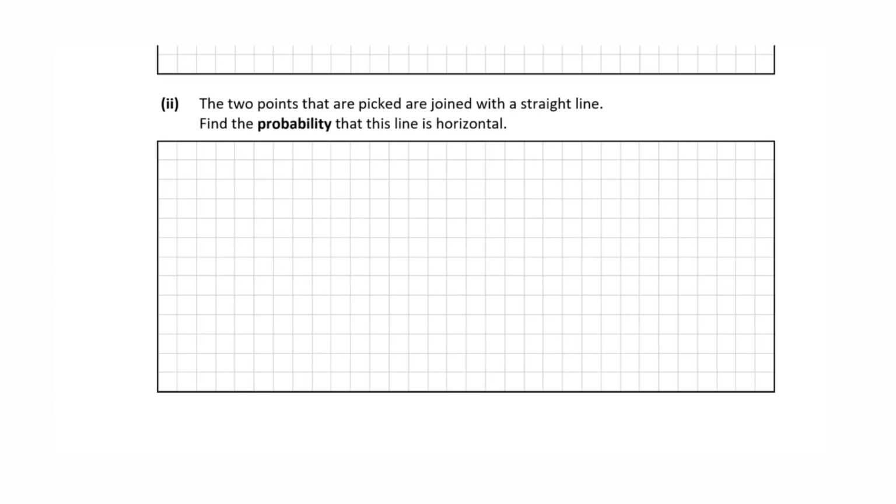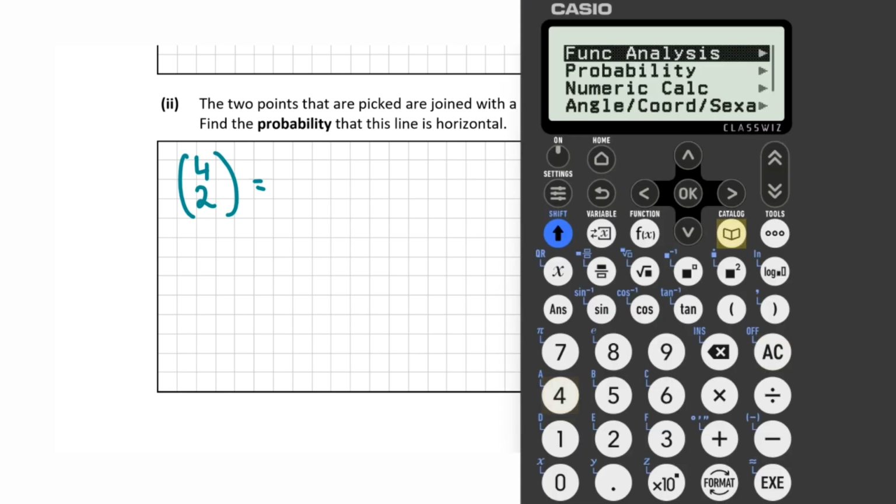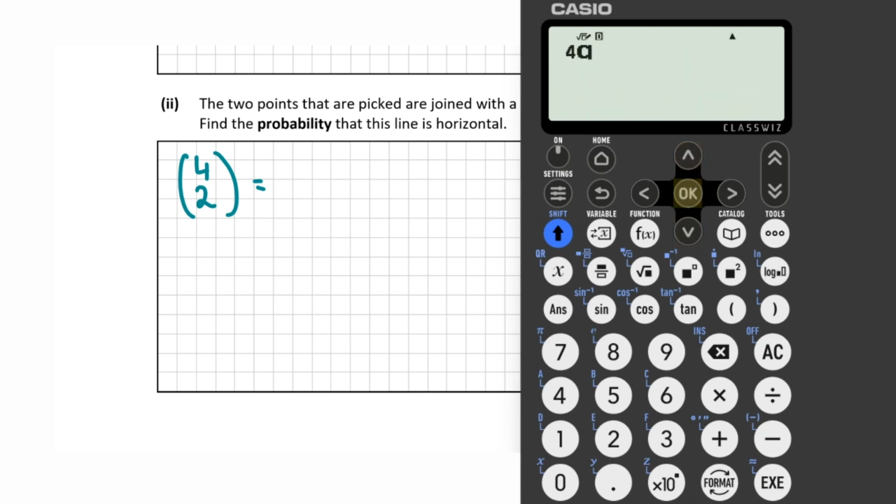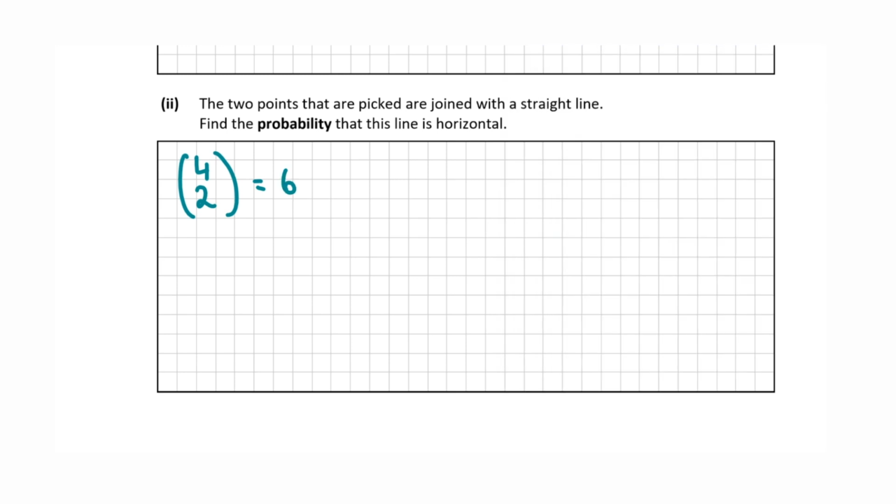So in order to calculate this, you know that we have 4 points on each line, and we want to calculate the number of different pairs that can be selected. So that's going to be 4 choosing 2. So you need to put that into the calculator. And that gives me an answer of 6. So now on the diagram, we also noted that there's 4 rows. So we're going to have to multiply this by 4, and that'll give us an answer of 24.